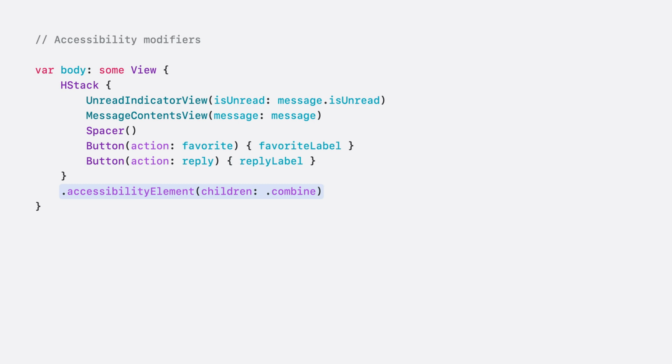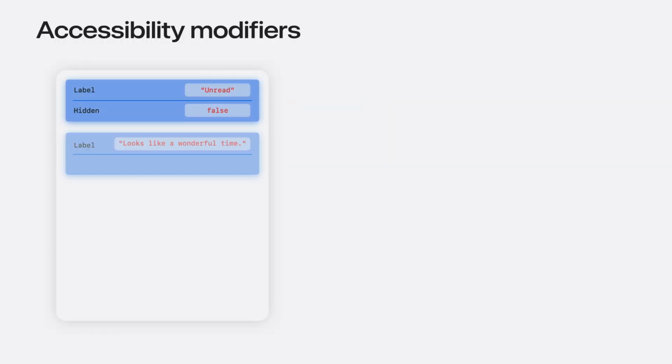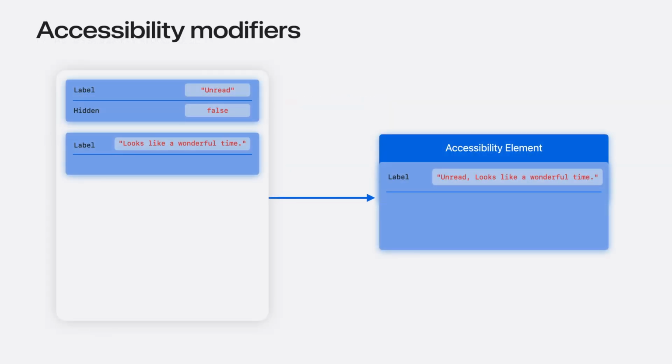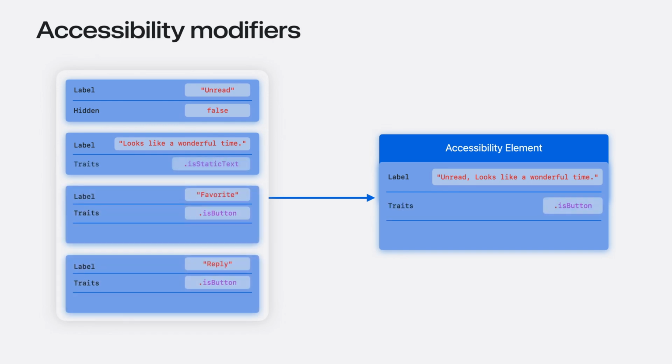To simplify navigating the comments view, I can make each stack a single element and turn each of my buttons into actions for this element. By applying the accessibility element children combine modifier, the attributes and actions of multiple elements are combined together. The label of the element will be the combined labels of all of the views. Important traits will be merged, and any actions from controls like buttons will be turned into custom actions.